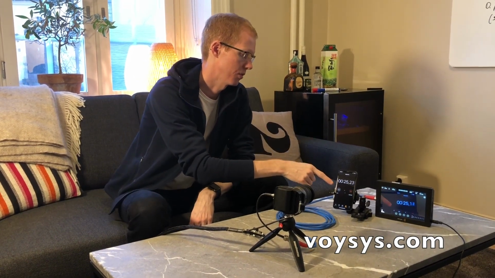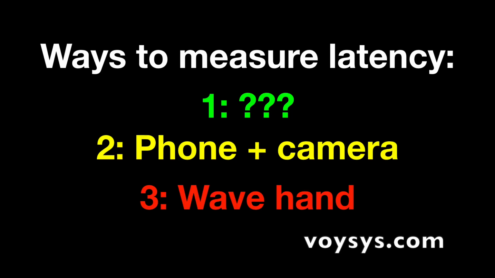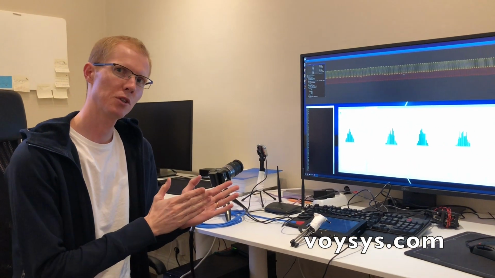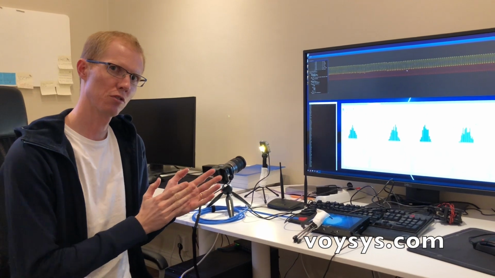This is easy, and much more accurate than just waving your hand, but there are many inaccuracies in this. They come from the refresh rate of the mobile phone, and you will have discrete samples whenever you take a photo of this, which will add or remove latency, so your measurements will not be nearly as accurate as they could be. So this is how we do latency measurements at Voysys.